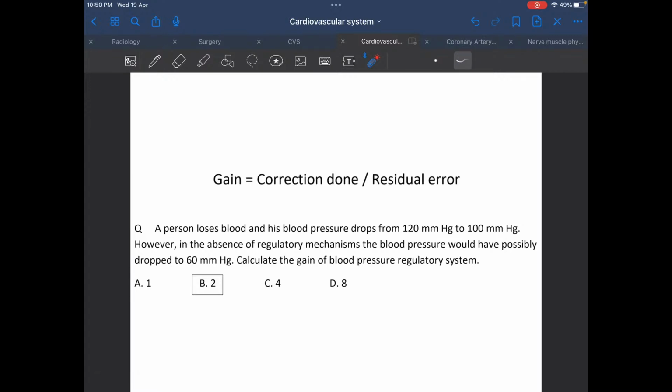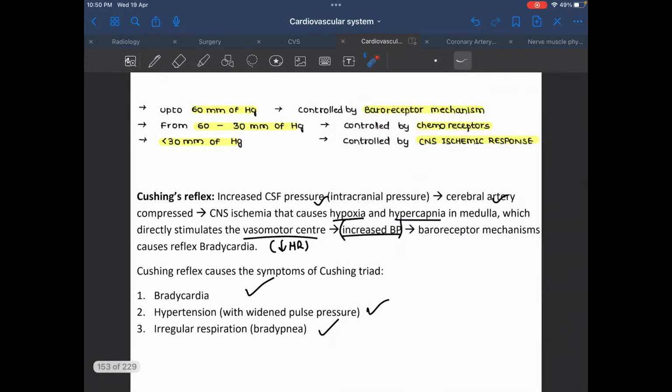And as we discussed about feedback control, the baroreceptor is a type of negative feedback. When we were discussing this in endocrinology, we discussed something known as gain. Just reminding you, I told you that most of the time examiners ask a question about negative feedback by taking the example of baroreceptors. So don't forget that. So gain is what? It's the correction done by the feedback mechanism divided by the residual error. So you can solve this MCQ. Just check yourself whether you understand gain and negative feedback.